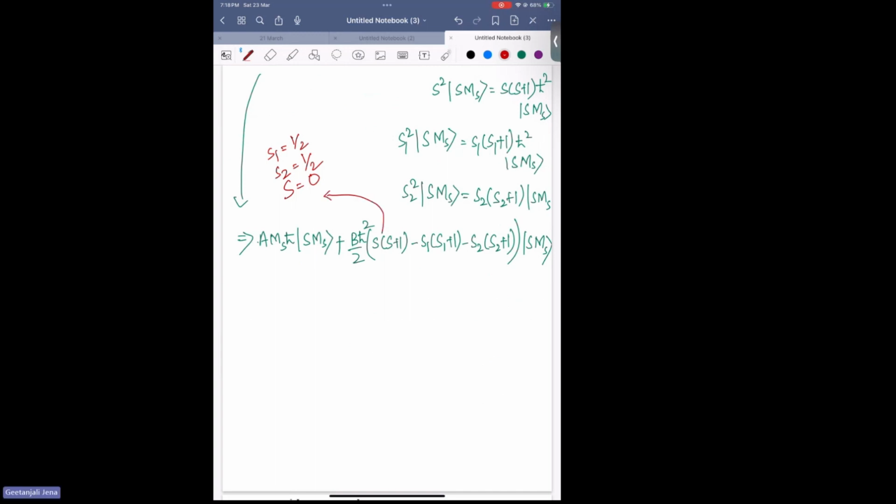And if S equal to 0, what will be the possible value of MS you will get? MS will be 0 only, right? If S is 0, then the values of MS, how do we calculate it? It runs from minus S to plus S in steps of 1. So if S is 0, then MS will be 0 automatically. So that means this one is 0. So the value we will get is BH cut by 2, this is 0.